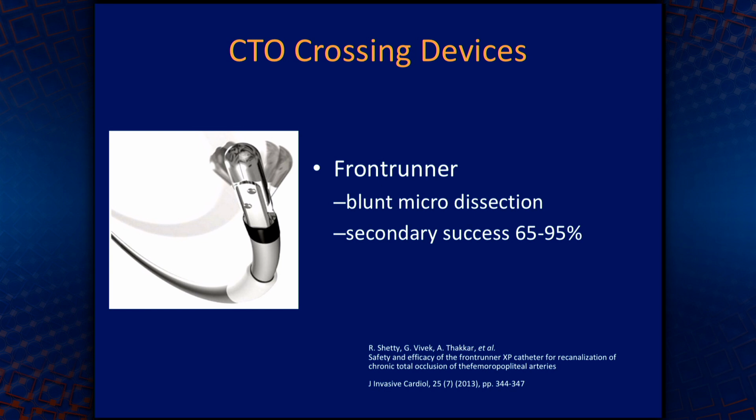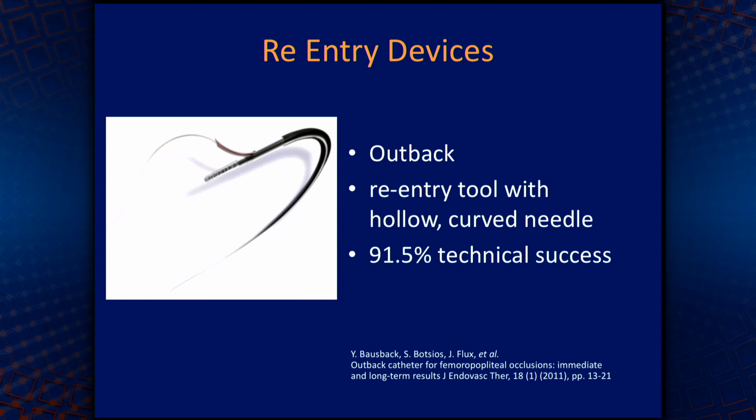Finally, there are devices that, if the bread and butter traditional way of crossing CTO doesn't work, you may start using some of these crosser devices. And if you go subintimal, you want to get back to your true lumen, there are multiple re-entry devices as you see here.